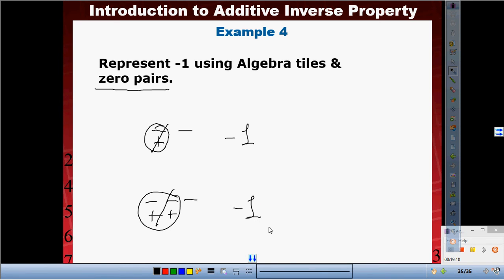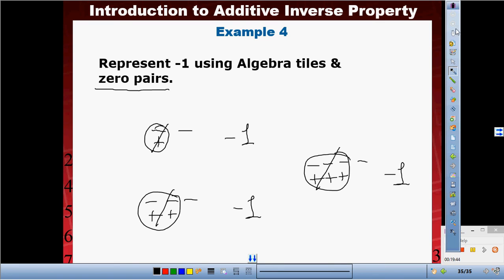Does everybody agree with that? Yes? Pass it to someone. One more example. Bailey? Four negatives, 3 positives. Circle this 0 pair, and that represents negative 1. Does everybody agree with that? Alright. Did everybody get the idea now?